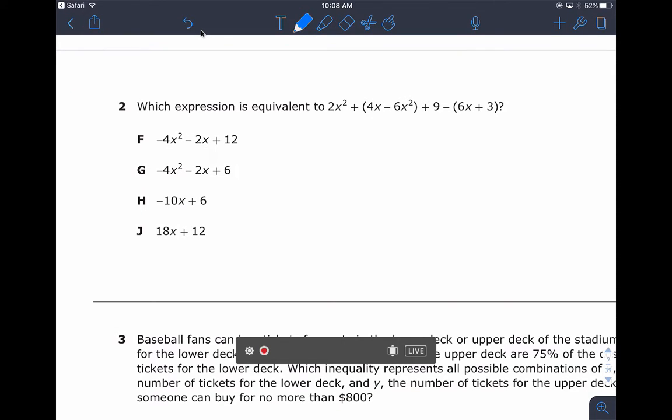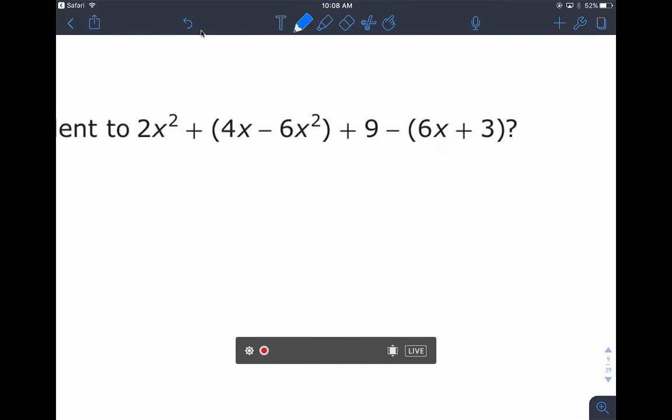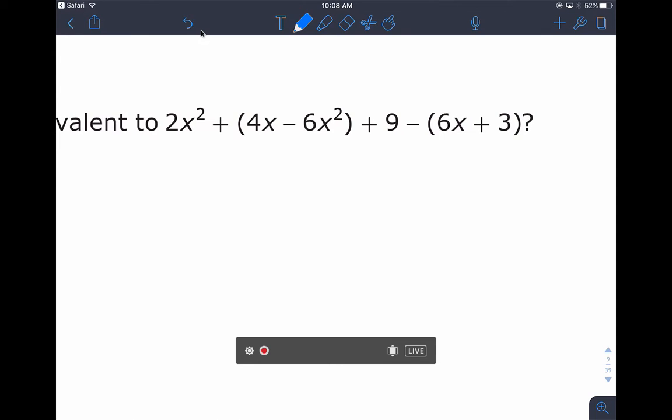Which expression is equivalent to (2x squared plus 4x) minus (6x squared plus 9) minus (6x plus 3)? Alright, so basically this is asking for us to simplify it. All these answer choices are simplified versions of this expression, theoretically. So we need to be careful here. We got a bunch of parentheses. Usually when you got parentheses, sometimes you got something to distribute. In this case, you don't really have much to distribute. You have a 1 technically, but that doesn't really change anything, so we don't usually write that step.